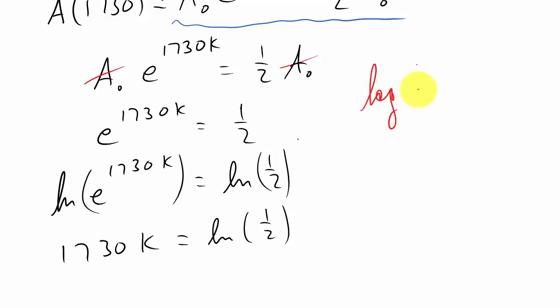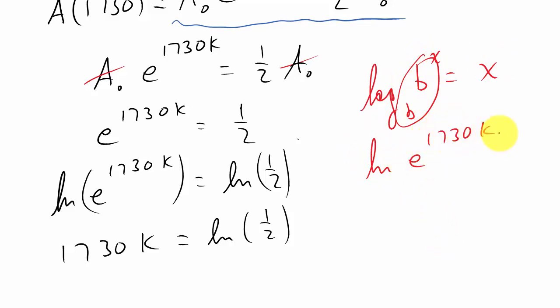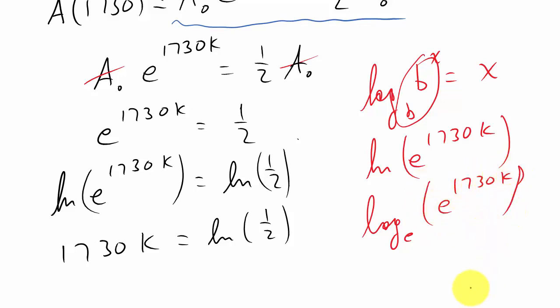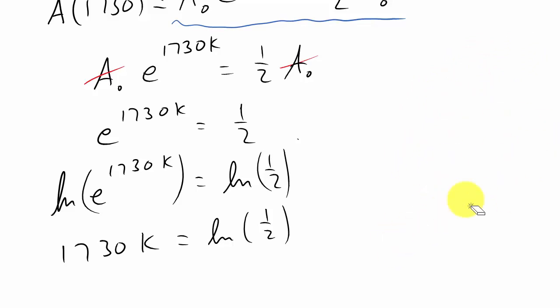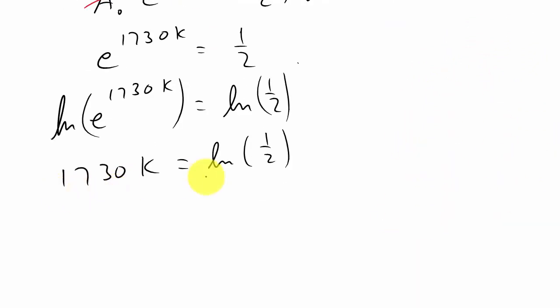The log of b to the x with base b: remember, when these are the same, your answer is your exponent. Natural log is the same thing as log base e. Since these are the same, there's my answer. Properties of logarithms. Now I'll divide both sides by the 1,730.